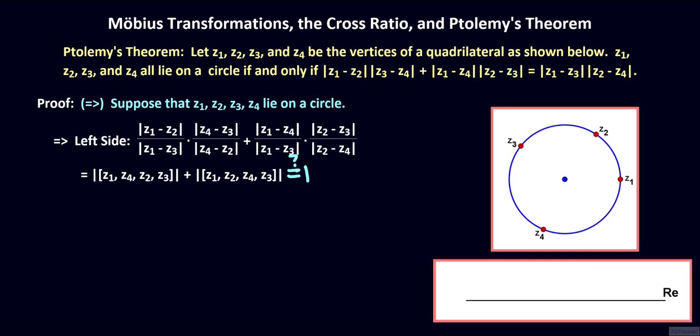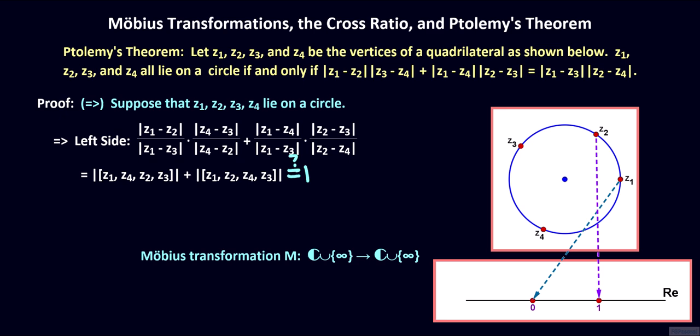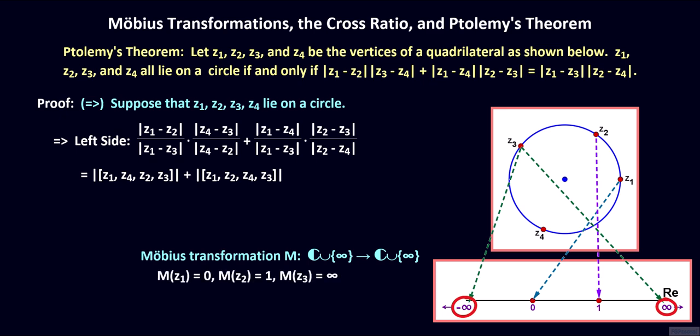To help us achieve this goal, we apply the unique Möbius transformation that we call m of z, where m of z1 is 0, m of z2 is 1, and m of z3 is infinity. We regard minus infinity and infinity as the same point infinity on the extended real line. M of z is actually equal to the cross ratio of z, z2, z1, and z3, and is given by this formula.